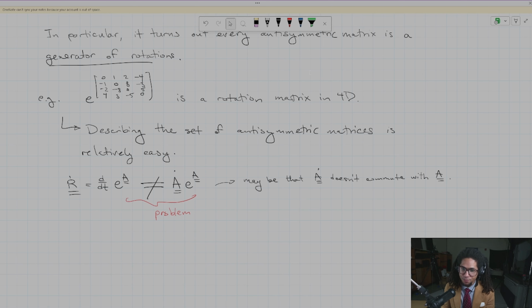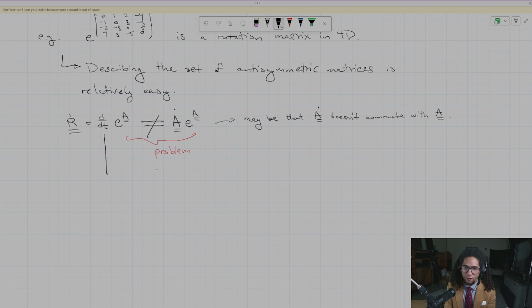Let's see why that's a problem. So if I start here and then I explicitly take this time derivative by expanding e to the A as its Taylor series, I can see what the issue is. This is A to the n over n factorial. So I can pull that d/dt inside of the sum. And by the product rule, what I'm going to get is a bunch of A's multiplied together. Let's say that this is m A's, then an A dot. Let's not forget my 1 over n factorial.